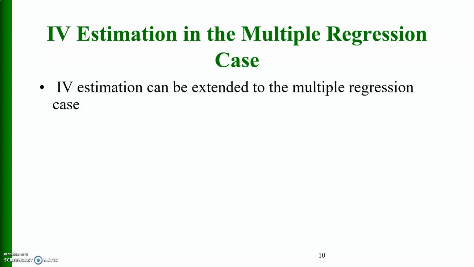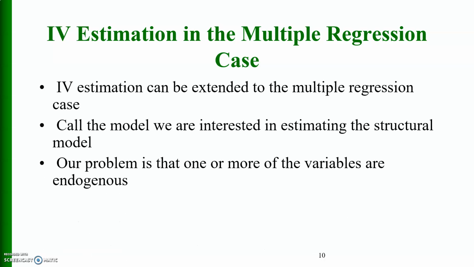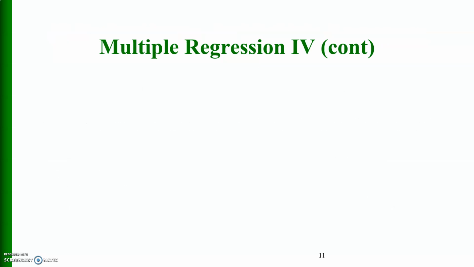Estimation in the multiple regression case. Instrumental variable estimation can be extended to the multiple regression case, and we can call the model we are interested in estimating the structural model. Our problem here is that one or more of the variables are endogenous. In this case, we need an instrument for each of the endogenous variables.